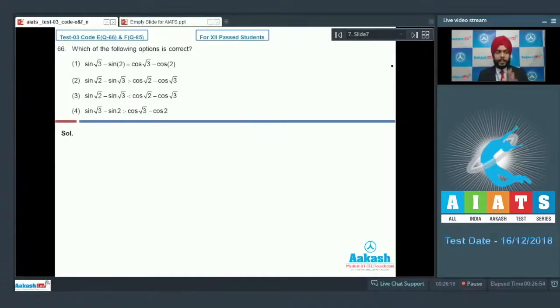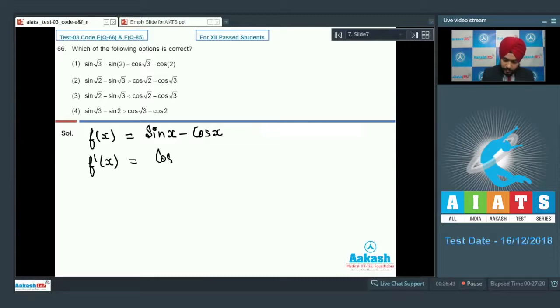Question number 66, which of the following options is correct? Students, carefully have a look at the question. If I consider my function f(x) to be equal to sin x minus cos x, what is f'(x)? f'(x) is cos x plus sin x, and that is root 2 times sin of (x plus pi by 4).